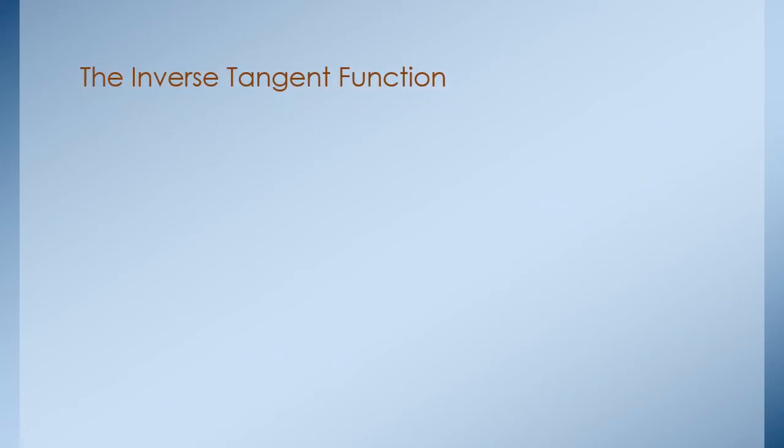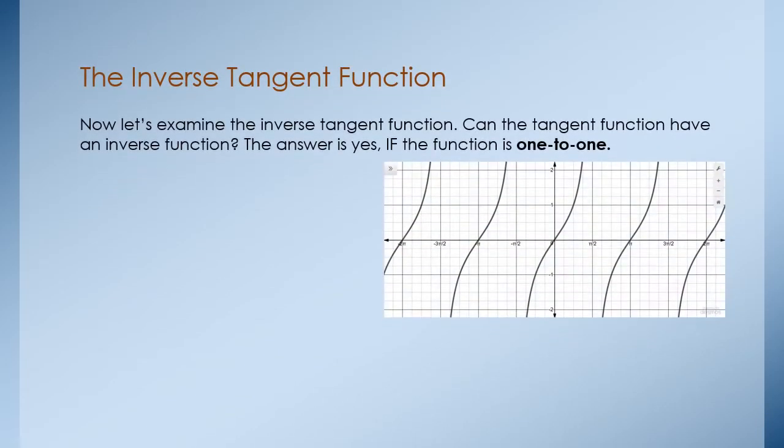Now let's look at the inverse tangent function. Can the tangent function have an inverse? The answer again is yes, but only if the function is 1 to 1. So is this function 1 to 1? Although we can see that it does pass a vertical line test, right? I draw a vertical line and the graph only goes through one spot.